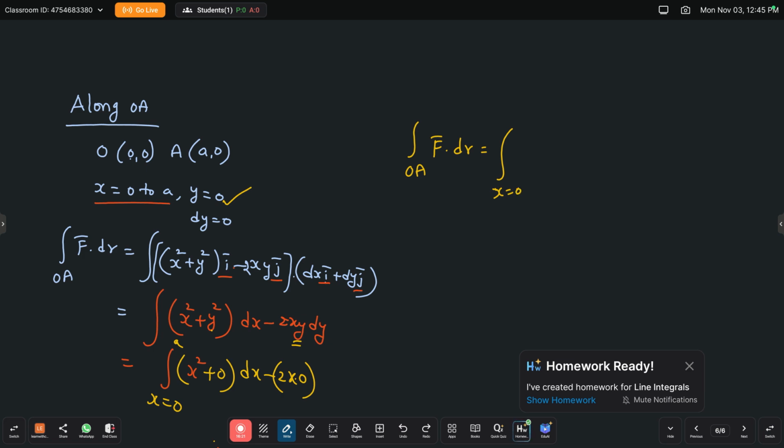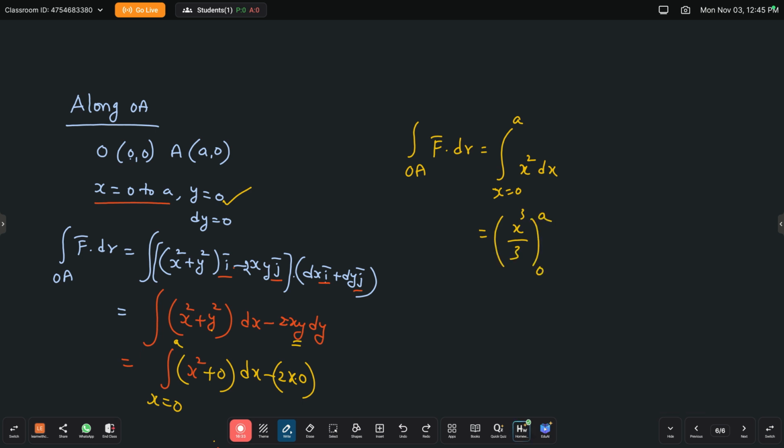x from 0 to a, we have only x square dx. The integration of x square is x cube by 3. Replace the limits 0 to a, and the upper limit is a, so we get a cube by 3. This is the integral value along OA, the first value. In the same steps, you can find the values along AB direction, BC direction and CO direction.